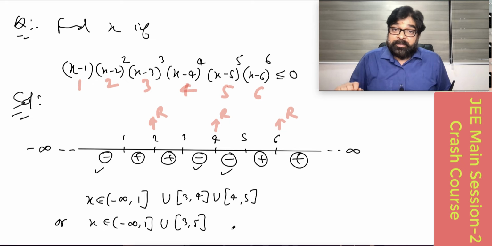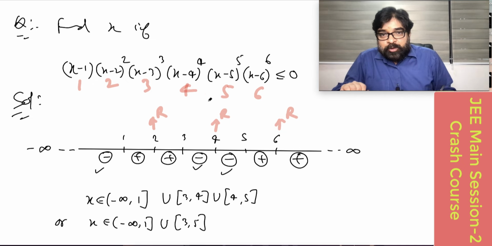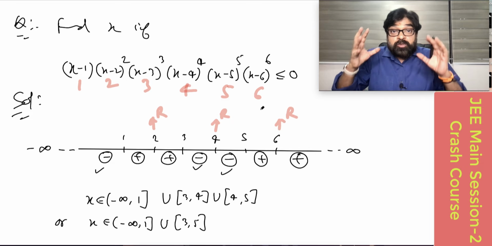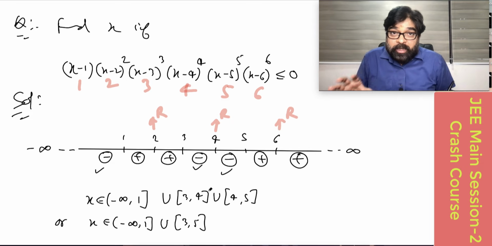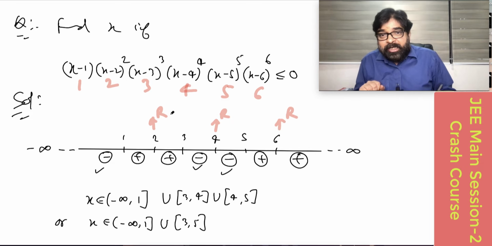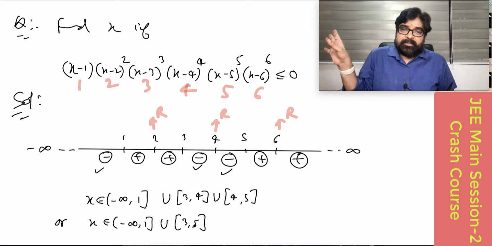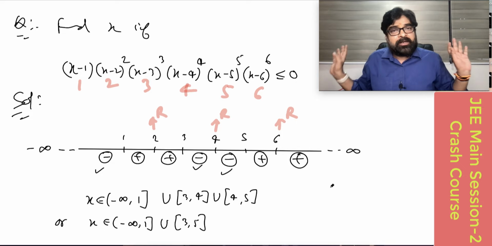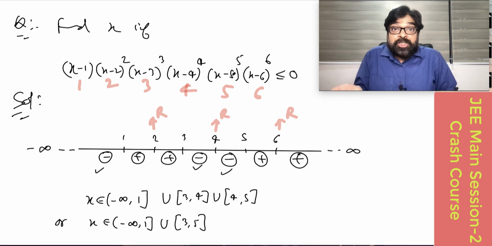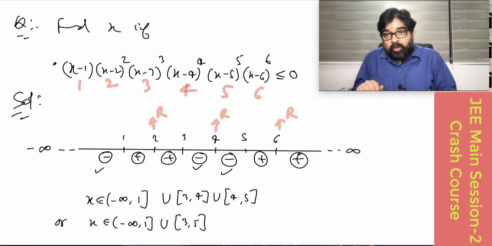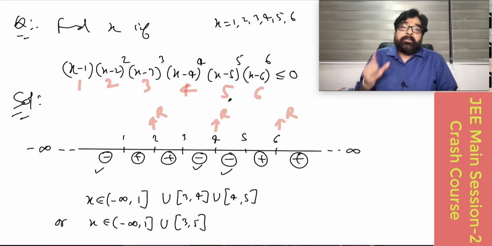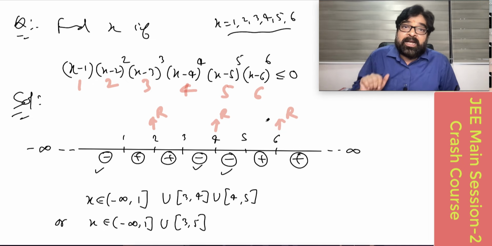But there is a problem. This answer is incomplete. Think carefully, practically. This total quantity, what do they want? They want those values of x so that this should be negative. That we did, and the number line method will give you the sign perfectly. Or 0. This whole quantity can be 0 at x equal to 1, 2, 3, 4, 5, 6. Means all of these should be part of the answer or not?